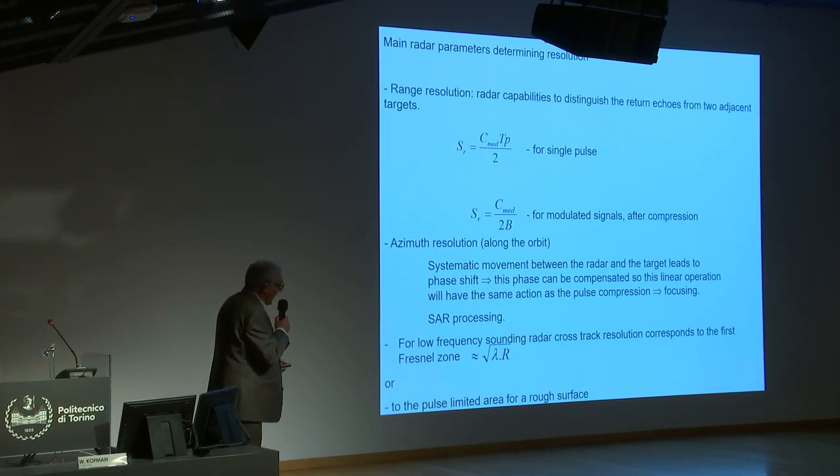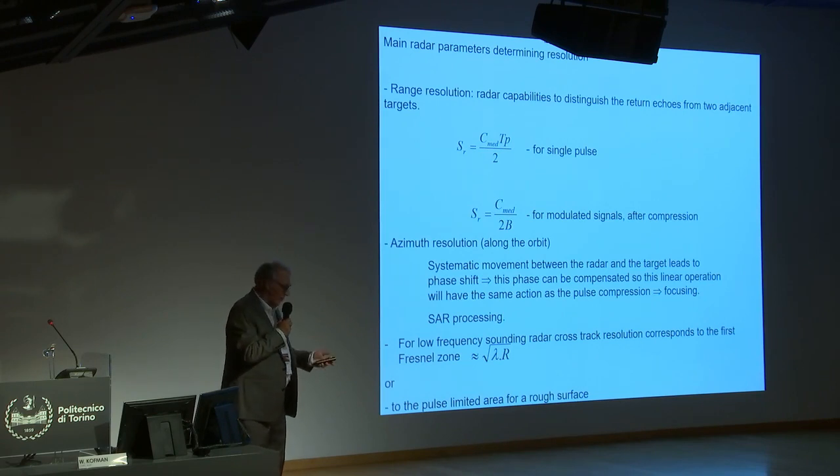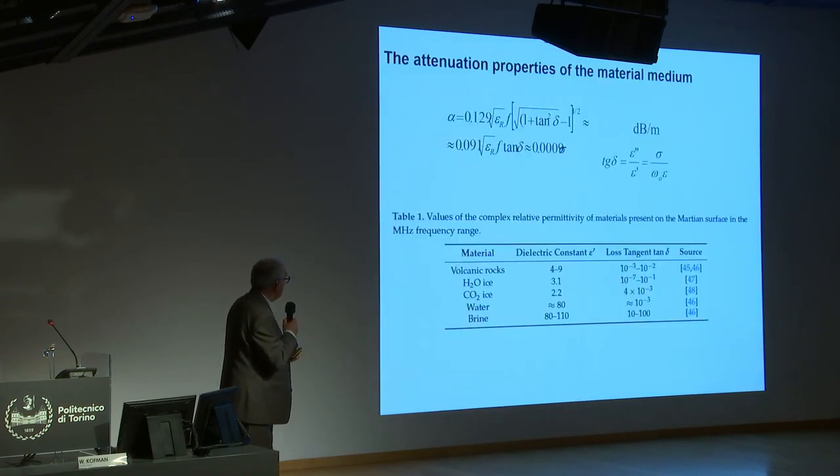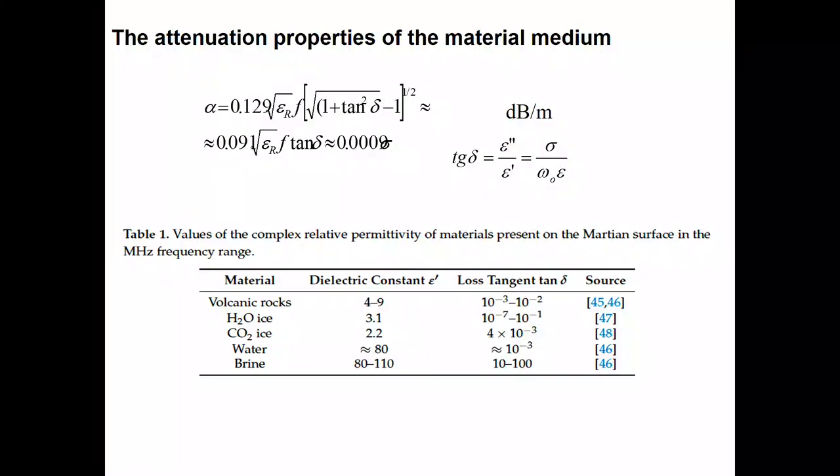For the cross-track, it depends essentially on the first Fresnel zone for the sounding radar we have, because our antenna resolution is not very good, because we have to use the low frequency, as I will show you here. And then to build a big radar with a good spatial resolution is very difficult. For instance, for RIME, we have now a 16 meter antenna. On Mars, we have a 40 meter antenna, which is very hard to build in space.